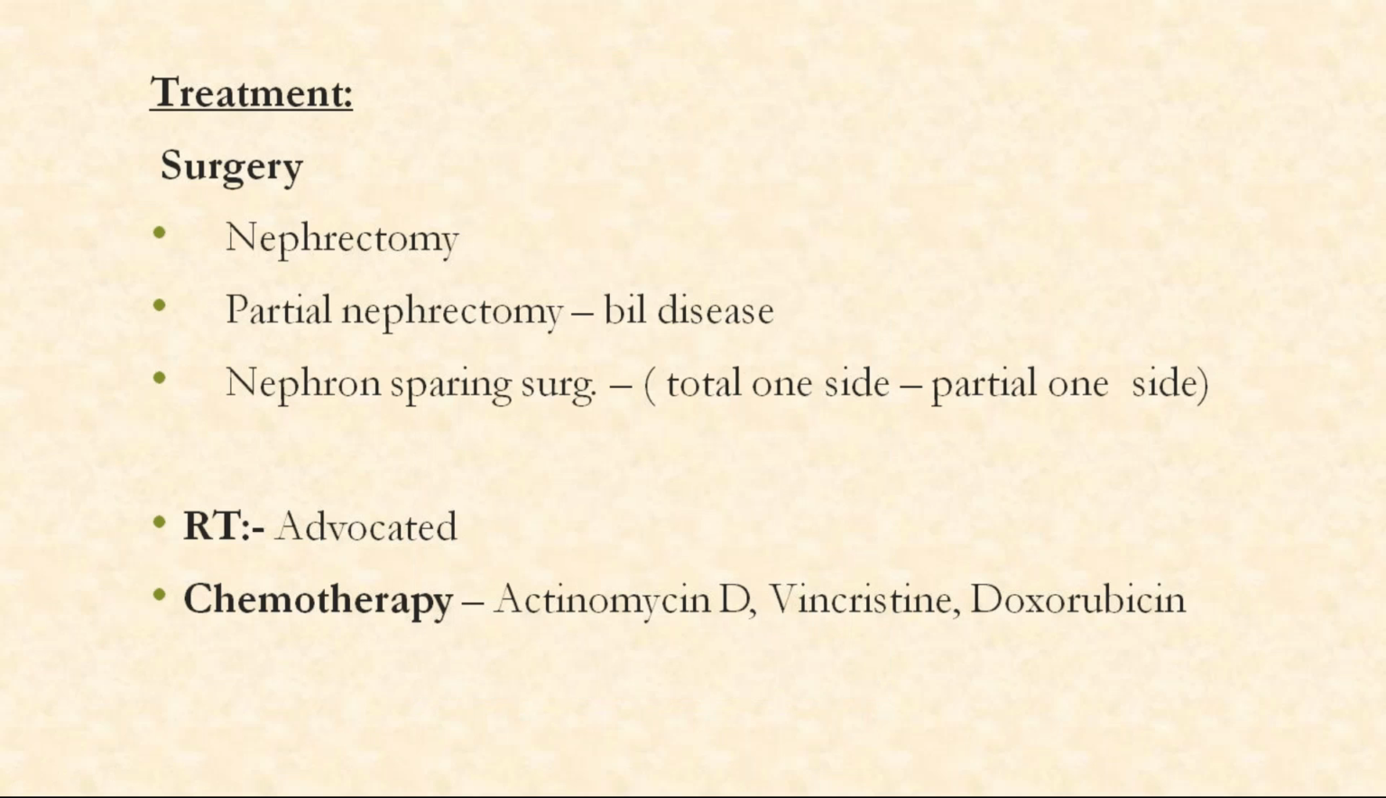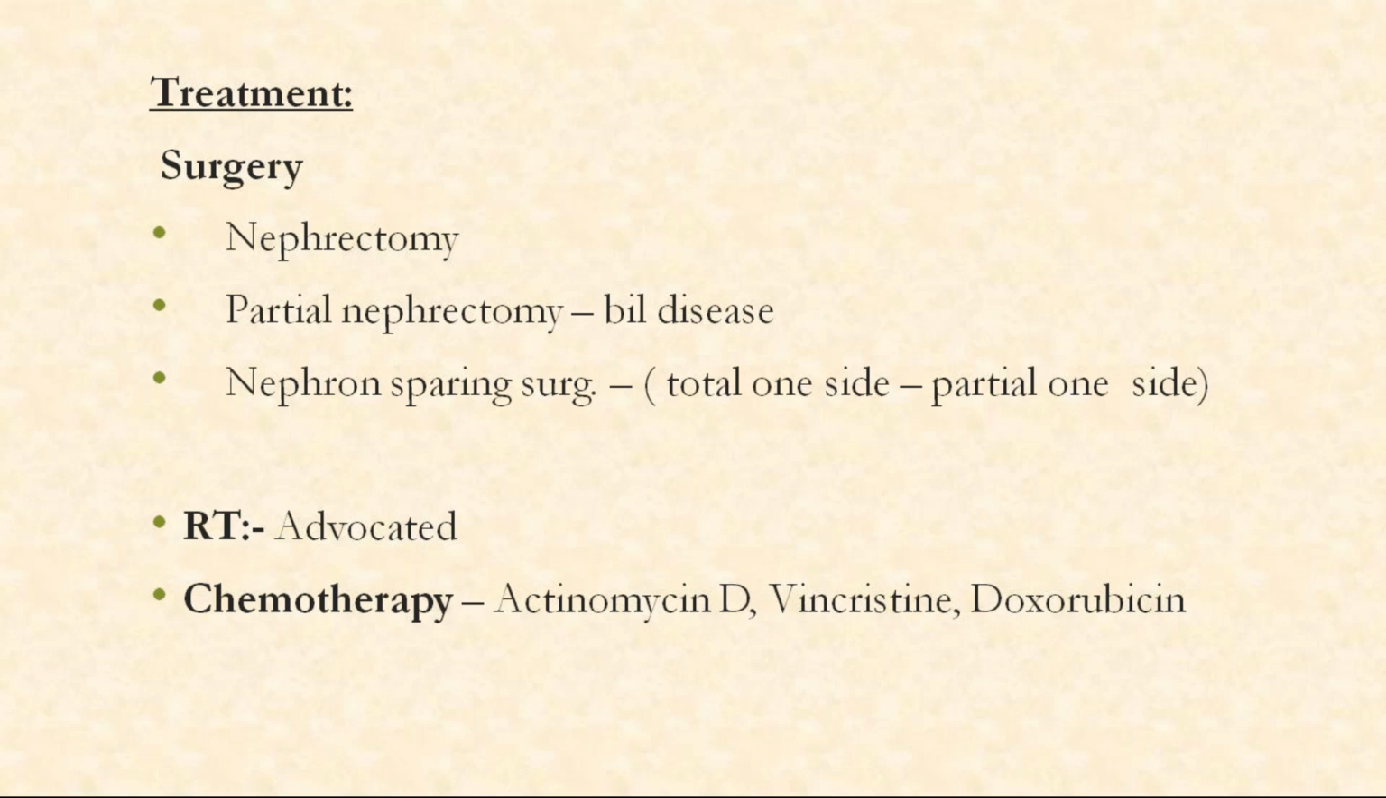Surgery is the treatment of choice for nephroblastoma. So you should remove the kidney, that is called nephrectomy. Removal of the kidney is known as nephrectomy. Remove all structures along with the tumor, the kidney, and the upper 1/3 of the ureter.